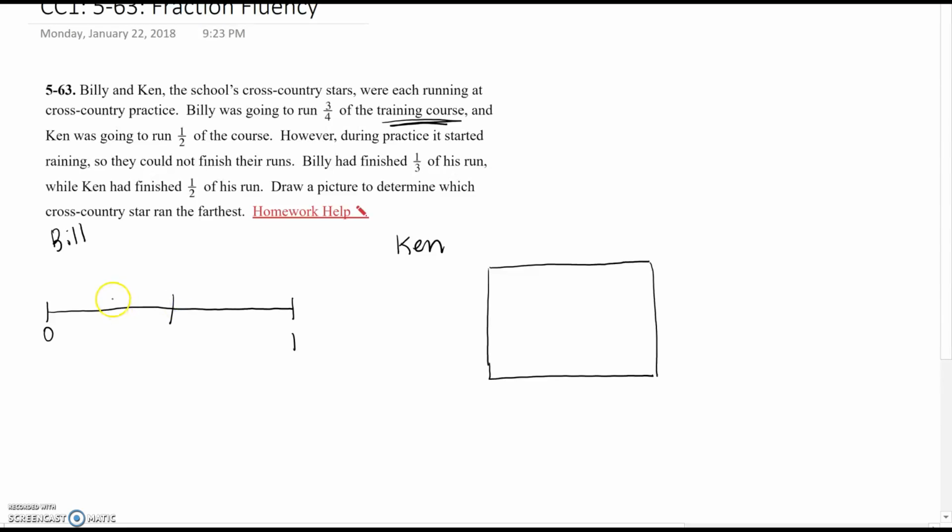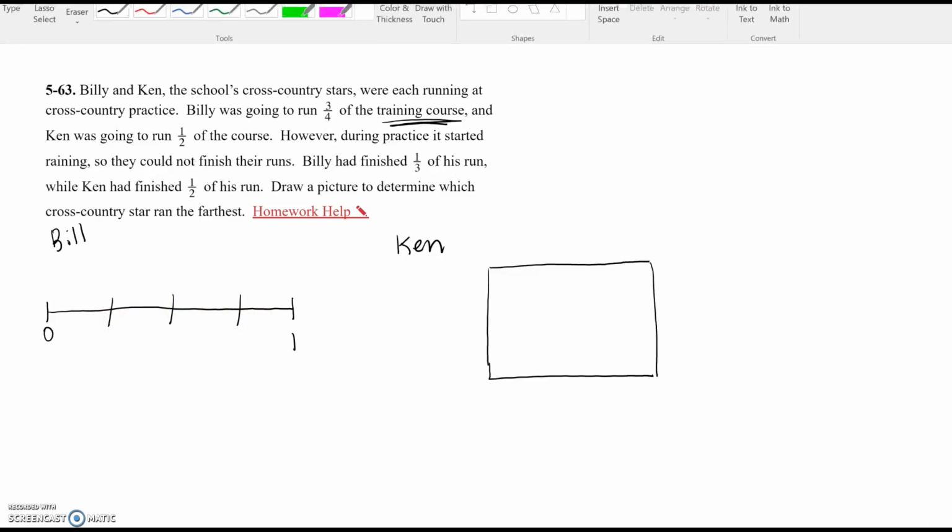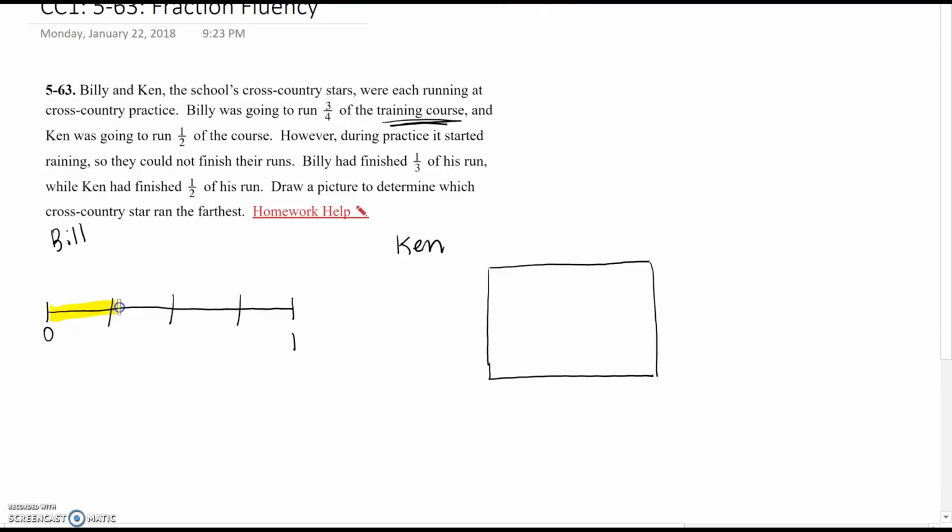So here's a half, here is now fourths. And if I take a highlighter, I'm just going to highlight that he was going to do this much. He was going to do 3/4. Here's 1/4, 2/4, 3/4, and this would be 4/4, and 0/4. He was going to do that much.